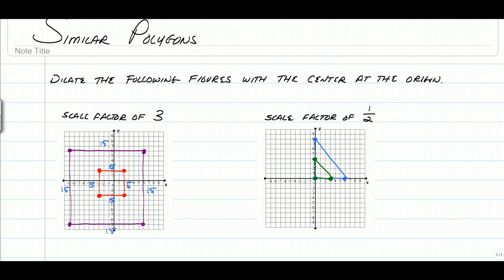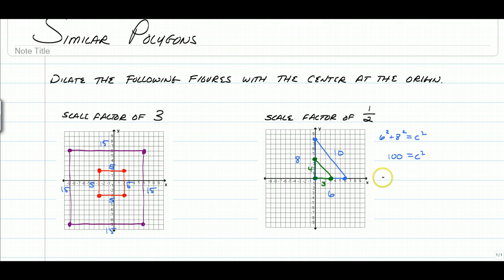Let's take a look. The original height of this triangle was 8, but the height of the new one is 4. The original base was 6, and the base of the new one is 3. If you use the Pythagorean Theorem with the original, 6 squared plus 8 squared is equal to c squared, so 100 is equal to c squared. The hypotenuse of the original blue triangle is 10.